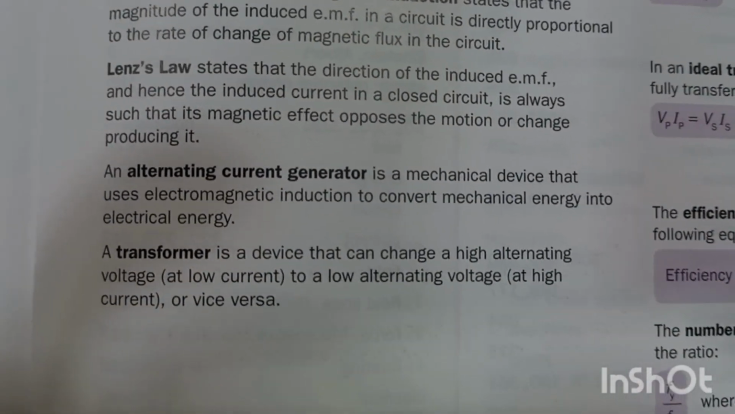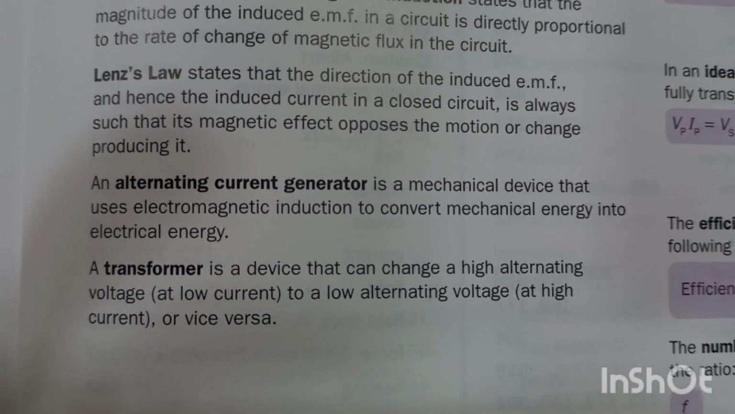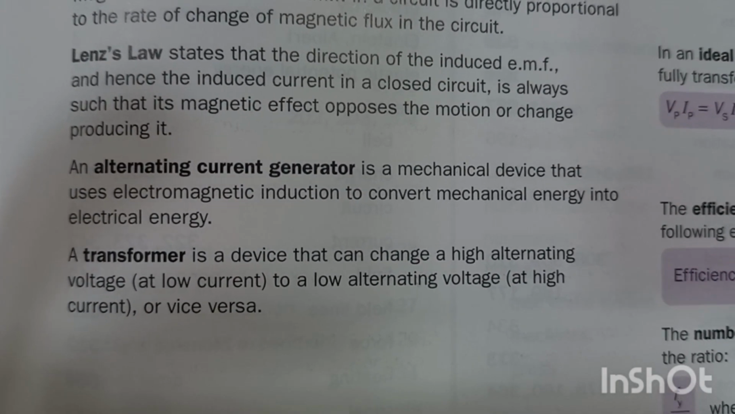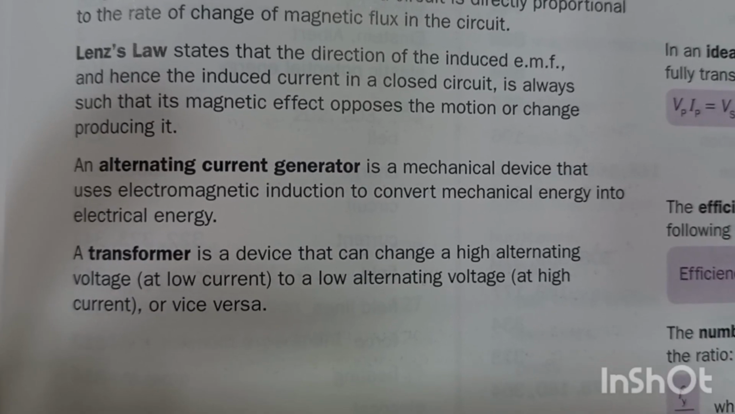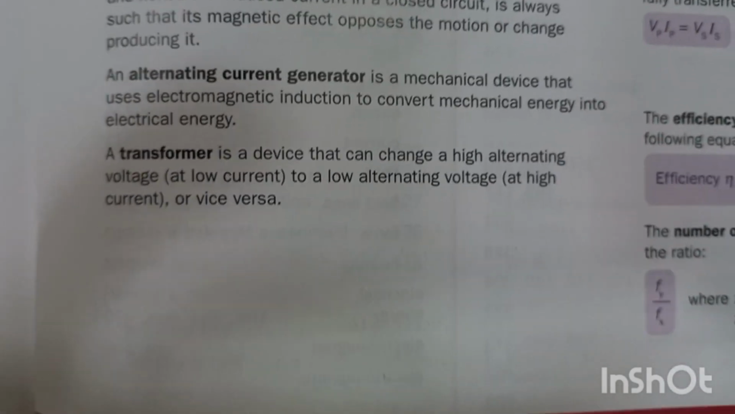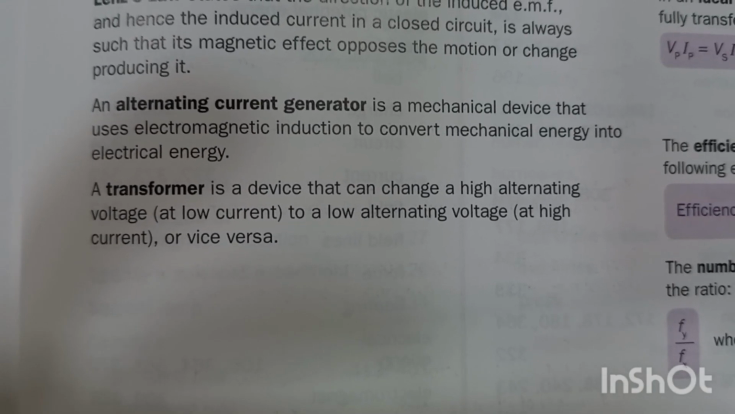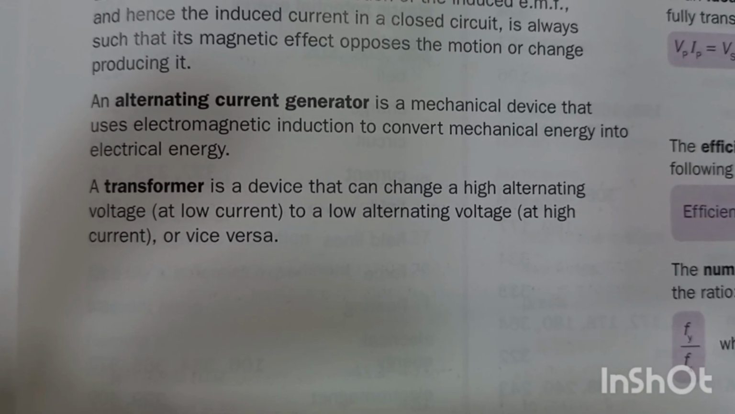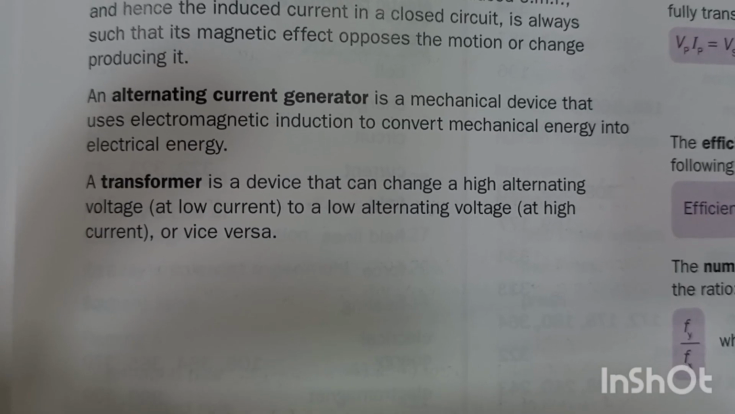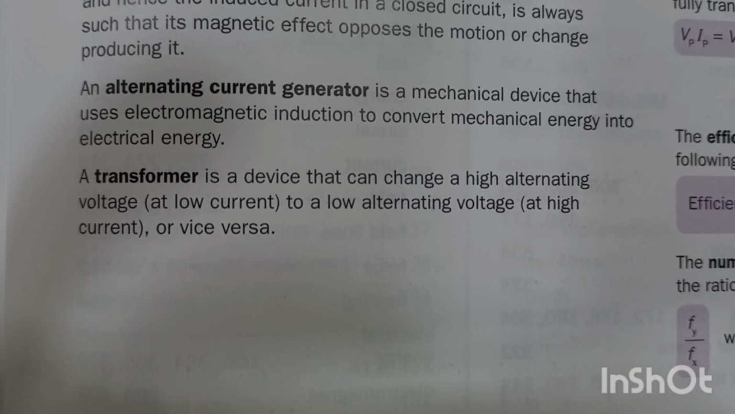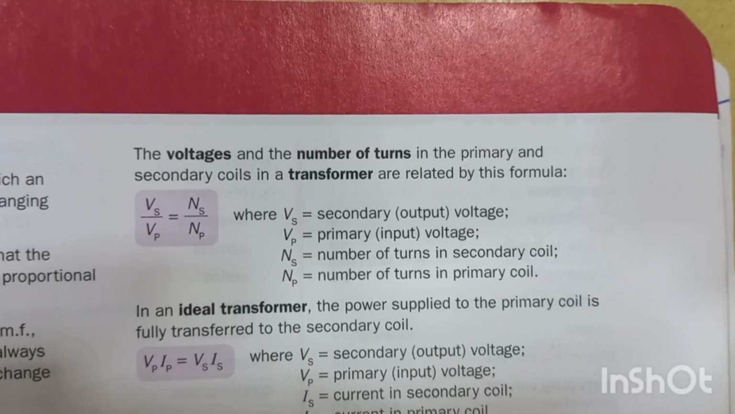An alternating current generator is a mechanical device that uses electromagnetic induction to convert mechanical energy into electric energy. A transformer is a device that can change a high alternating voltage at low current to a low alternating voltage at high current or vice versa.